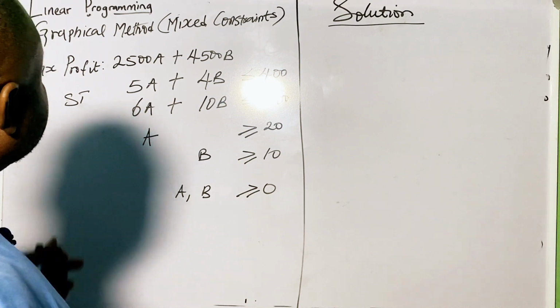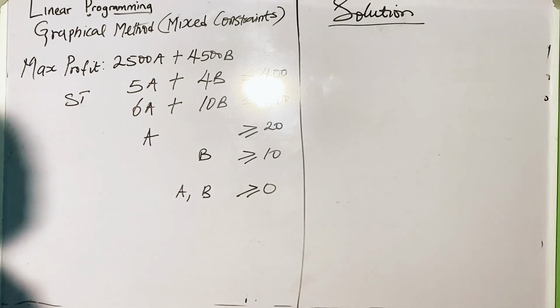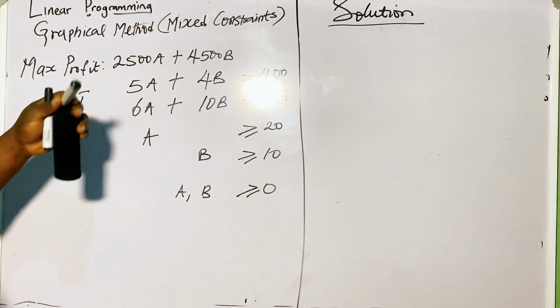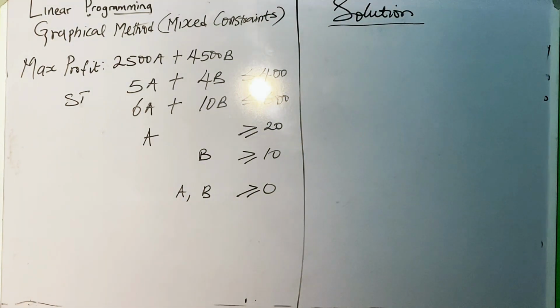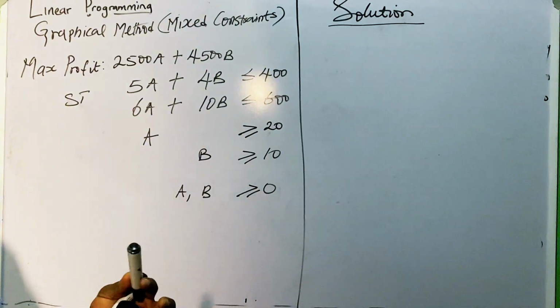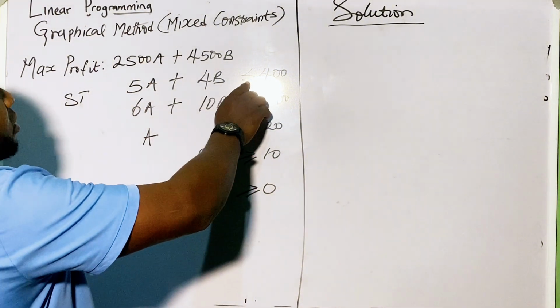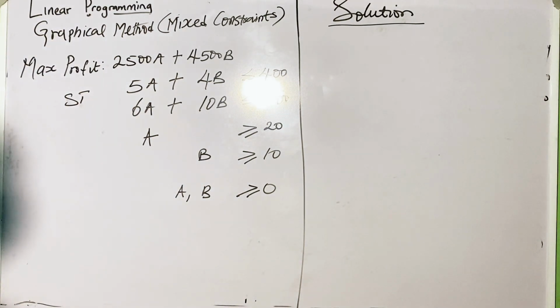Hi guys, in this video we want to demonstrate how to resolve a mixed constraint problem in linear programming. In our previous videos we've looked at how to resolve a maximization problem and a minimization problem, and here we want to show how we can resolve a problem that has both of them, a combination of the less than or equal to type and greater than or equal to type for inequality. So the steps are basically the same, just to demonstrate how both of them can work together.